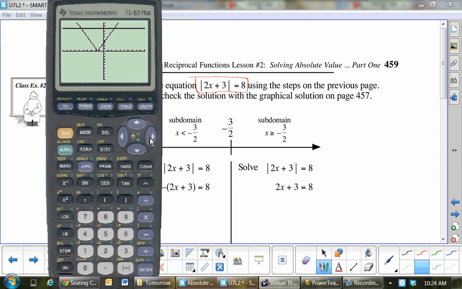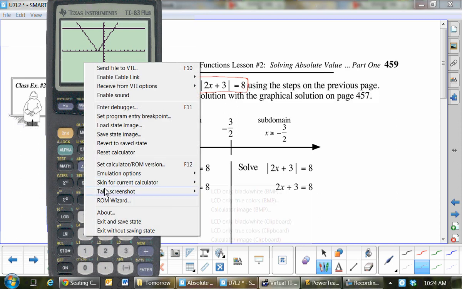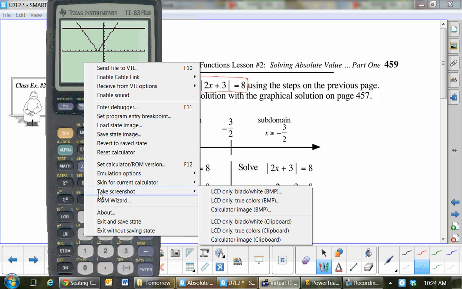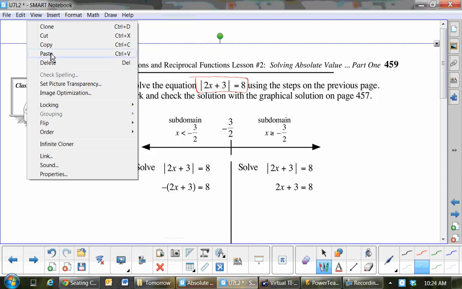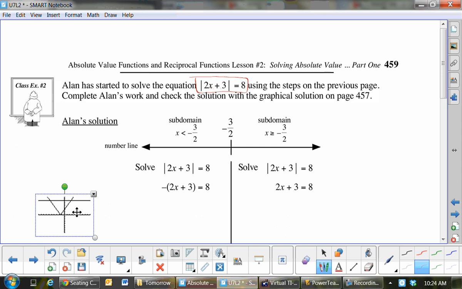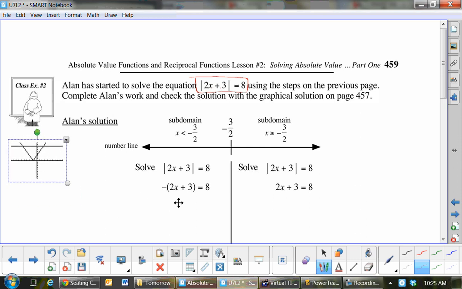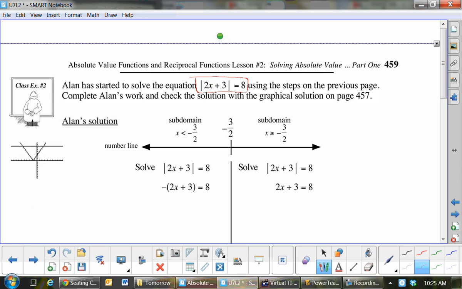And I'm just going to take a screenshot here and have it nice and available. So when I'm doing the question, I'm getting the right answer. Okay, what are the 2 answers?